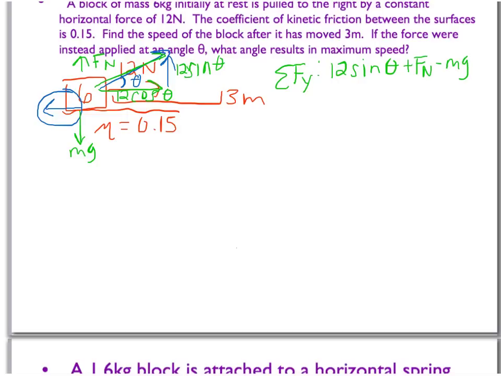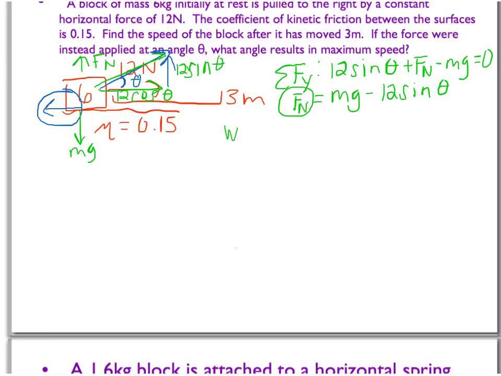Now, in the y direction, the sum of these forces should equal 0. Our block is not accelerating up or down off of the surface at all. What this means is that when we sum up these forces and solve for the normal force, our normal force should be equal to our mg minus this 12 sine of theta. This is important because we're going to utilize this normal force while we're looking for that force of friction.